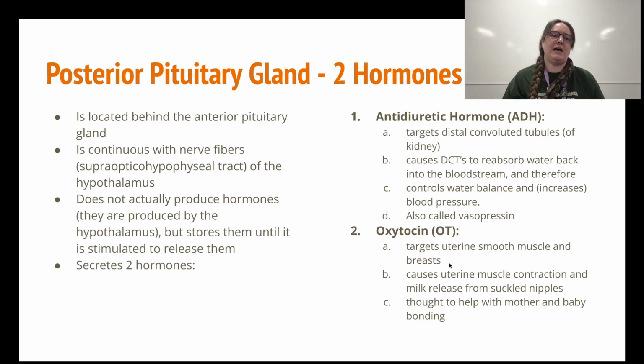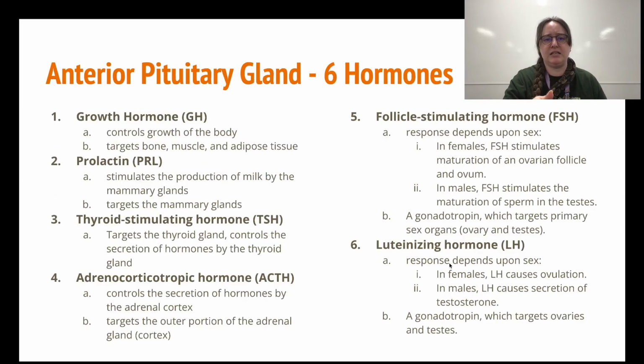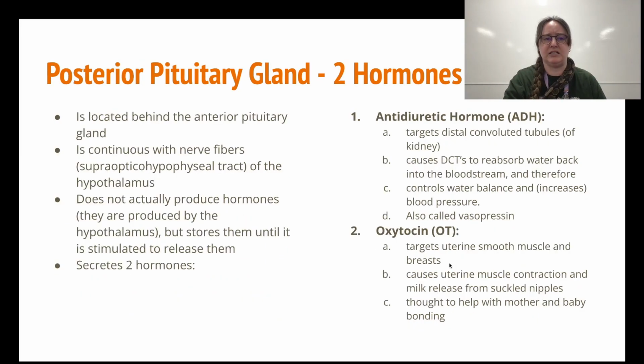All right, the posterior pituitary gland. Now, he doesn't make hormones. Unlike the anterior, which makes 6 and releases 6, the posterior holds 2. That's it. He doesn't make them. These 2 hormones that he controls are, interestingly enough, made by the hypothalamus. He just holds on to them and stores them until the hypothalamus pretty much tells him to release them.